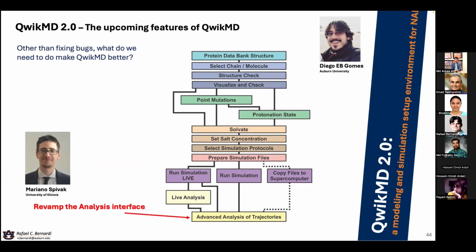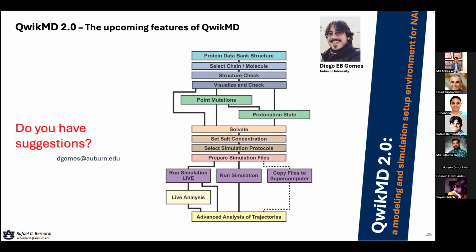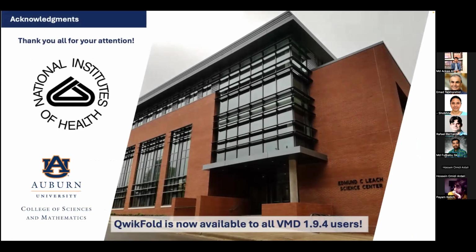Also, Mariano, who was at the University of Illinois and left, was working on revamping some of the analysis interface, and we'll integrate that better. If you have any suggestions, bug Diego. You can bug me, but Diego is the one actually doing that. And I just want to say thank you. And QuickFold, by the way, is available for VMD 1.9.4. You don't need the alpha 50-something, that is the current one. So if you have any questions. Thank you.